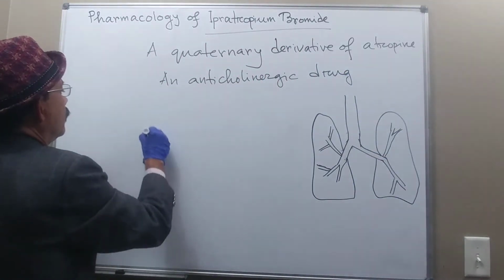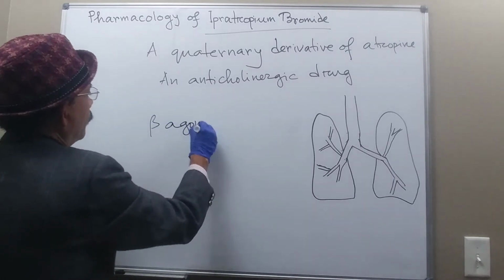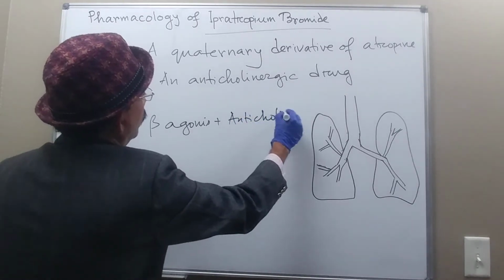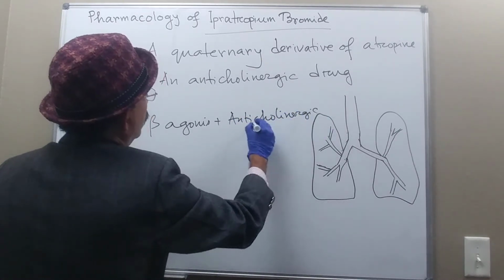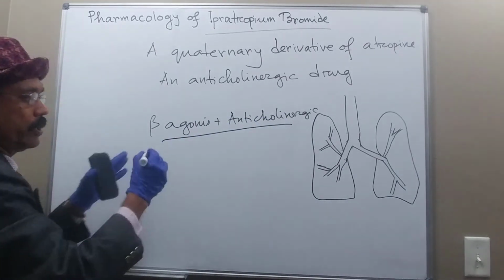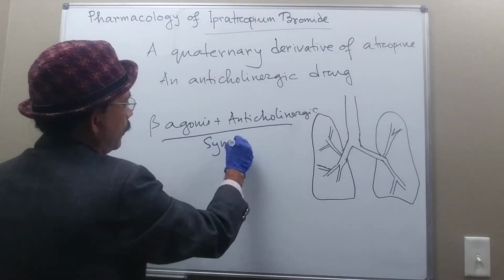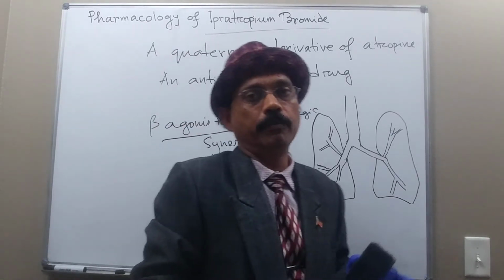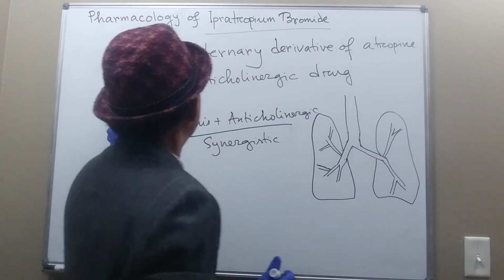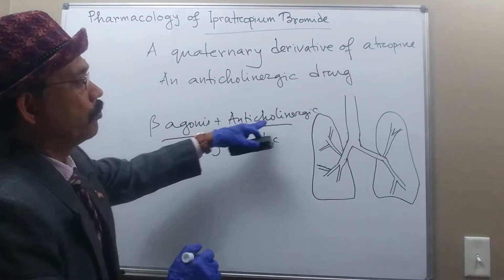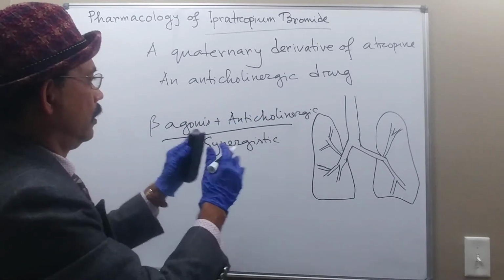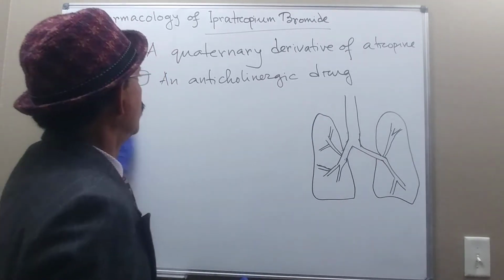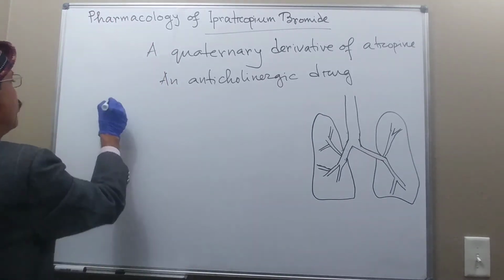So, beta agonist plus anticholinergic, okay, both work together, that is synergistic. So that will cause more bronchodilation than the individual medication. Okay, so salbutamol plus ipratropium bromide work together as a synergistic mechanism. Okay, so we got that. Now, what are the adverse effects of this drug?